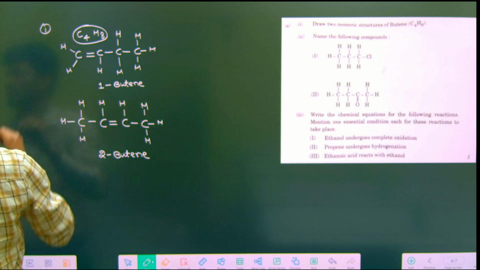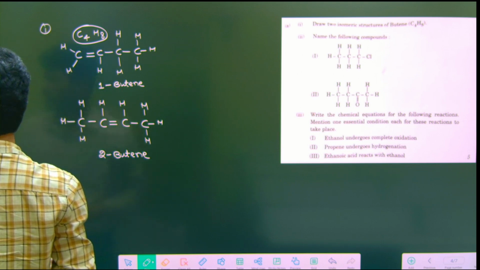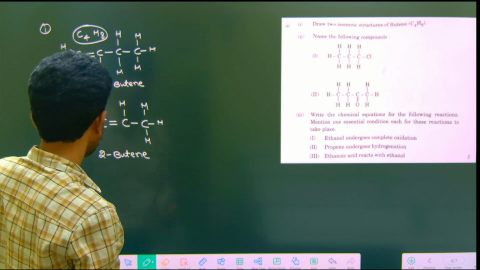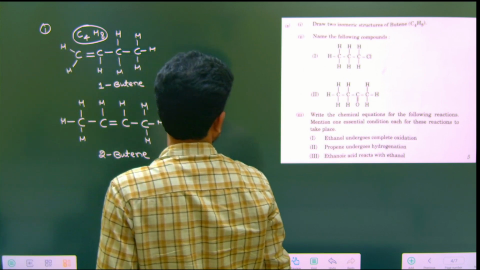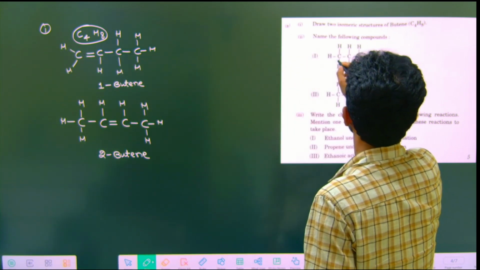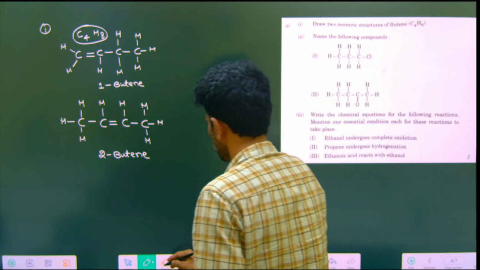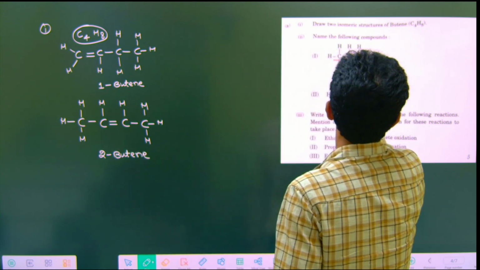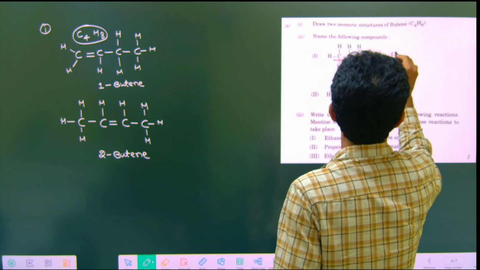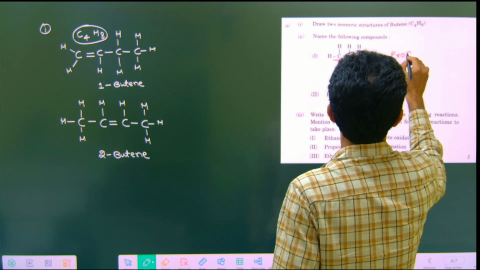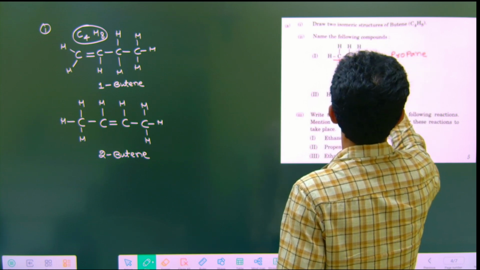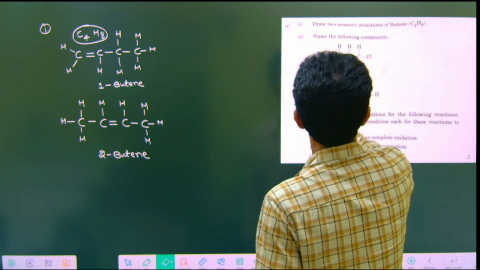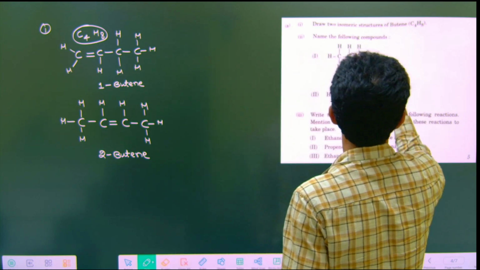This is the first one. Now the second one, in the question they have given structures already, we have to name them. What is this? Because 3 carbons are there, we can say propane actually, but here chlorine is there. So what is the name here? Chloropropane. What is it?